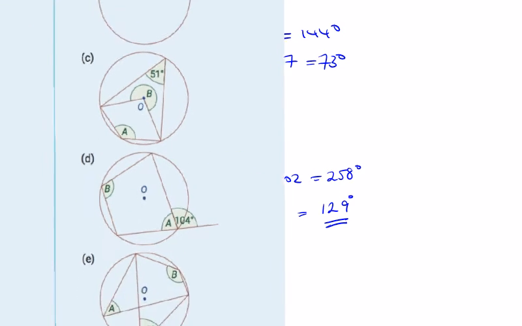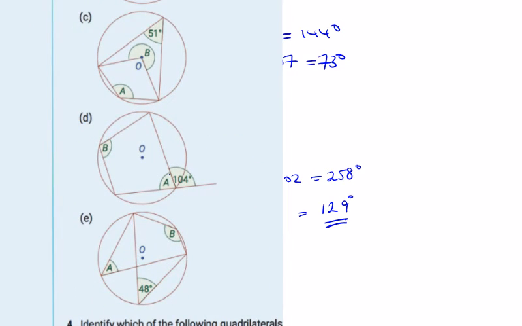Put your symbols in. Cyclic quadrilateral again, and we have a straight line down here. So A is equal to 180 minus 104, which is 76. So B, cyclic quadrilateral, they add to 180. 180 minus 76 is 104 degrees.